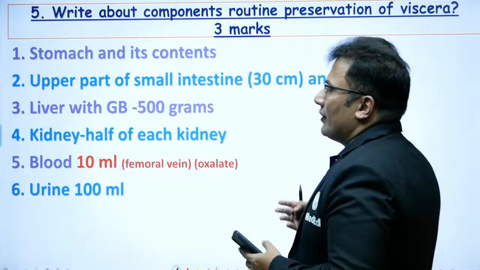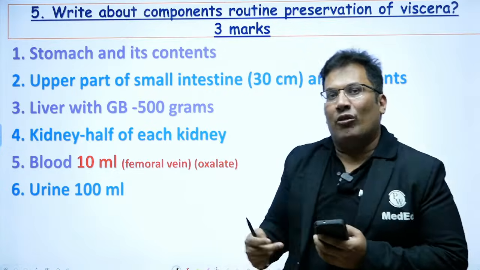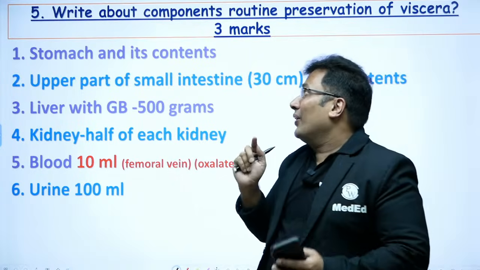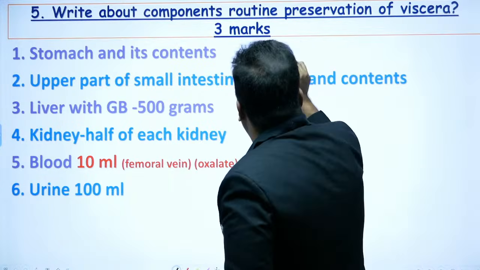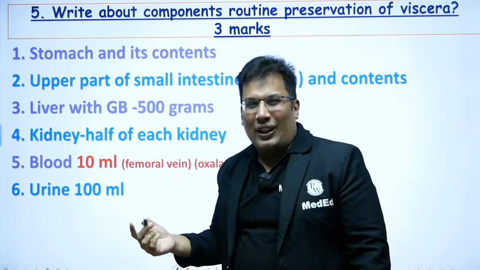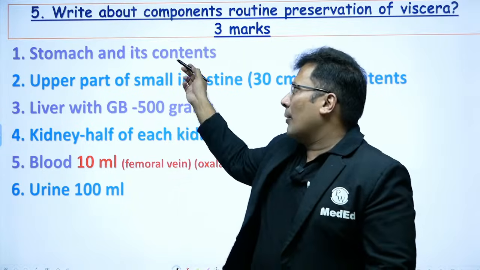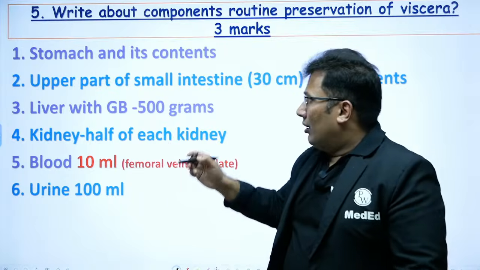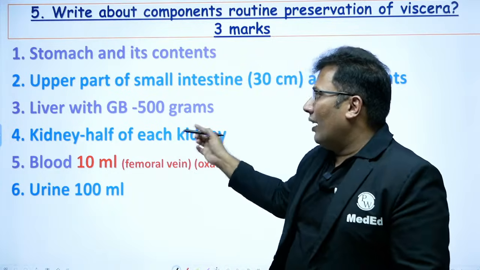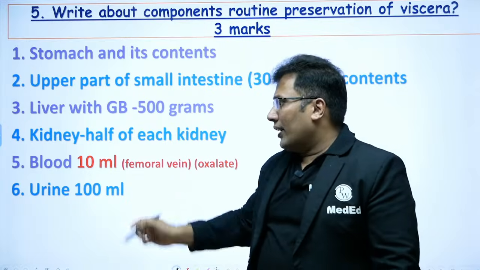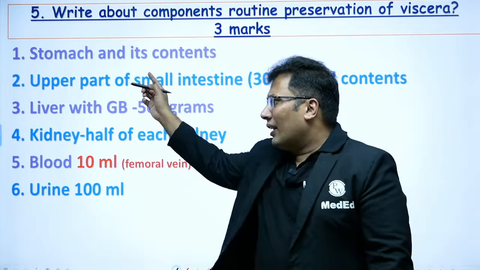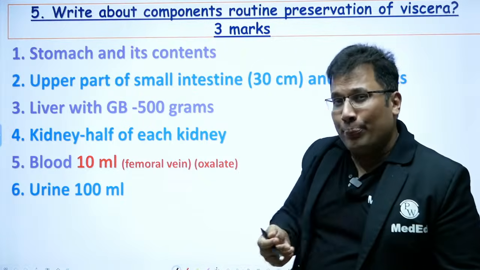So next comes the preservation of viscera. Again, a 5 marks question commonly asked: write about components of routine preservation of viscera. So what are the viscera preserved? Very simple question. Stomach and stomach contents, upper part of small intestine, liver along with the gallbladder, half of each kidney, blood around 10 ml or 30 ml, urine around 100 ml. So there are basically 5-6 viscera you need to preserve.